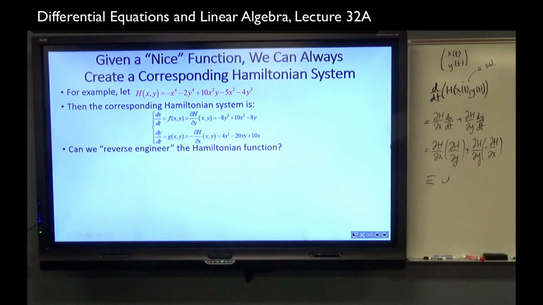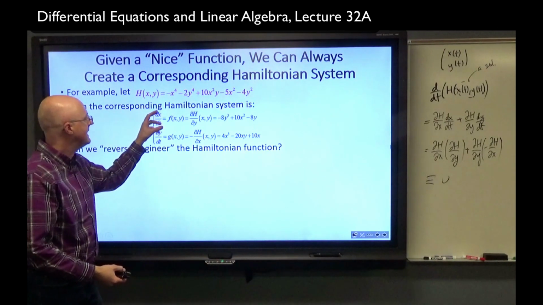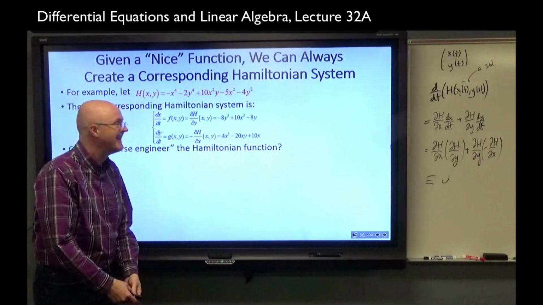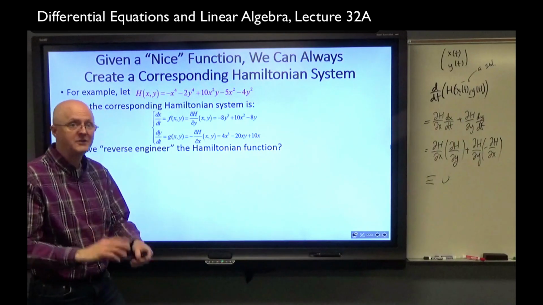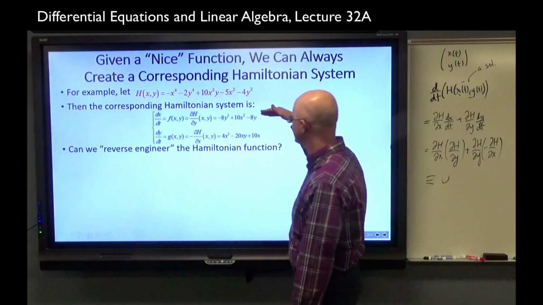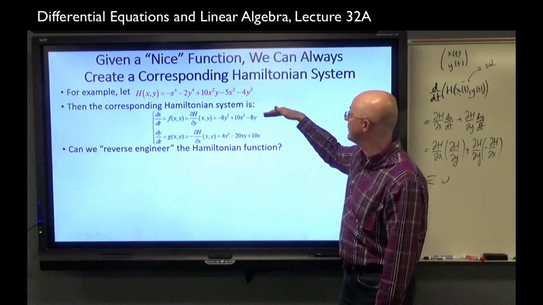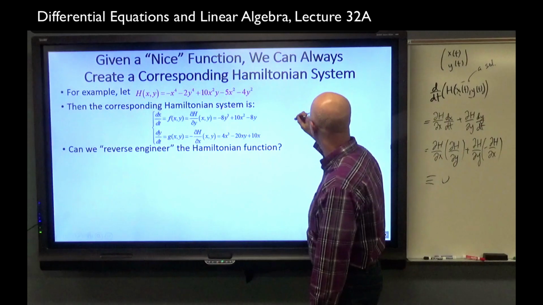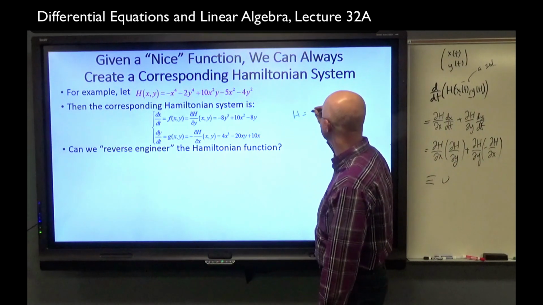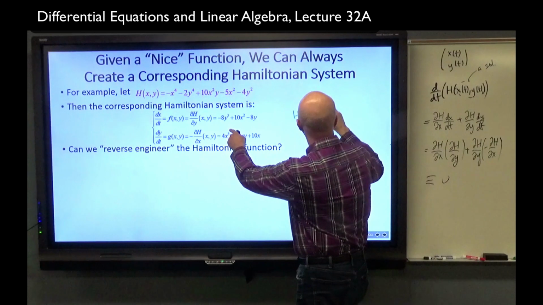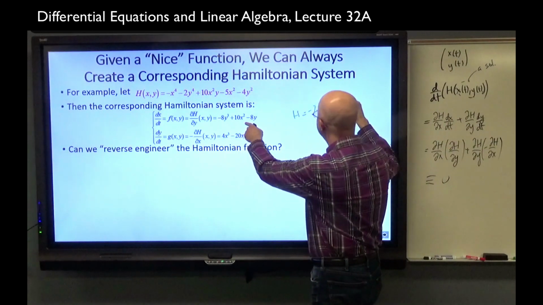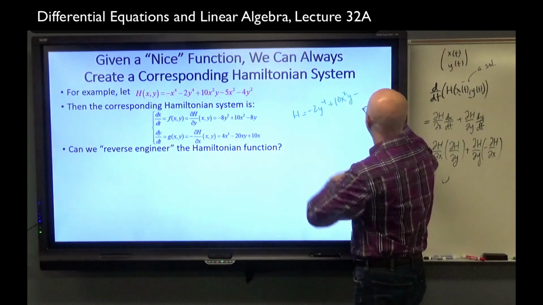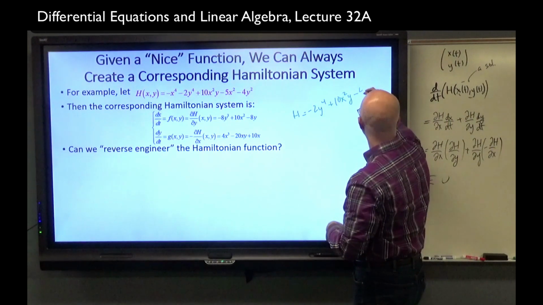Can we reverse engineer the Hamiltonian function? If we started with this, can we figure out h? I will just say yes, I won't do it. And I will say you'd have to do integration, though it would be trickier. You could once again, for example, integrate this first right-hand side with respect to y. I guess I'll go ahead and start it. Integrate with respect to y, you're going to get negative 2y to the fourth, plus treating 10x squared as a constant, 10x squared y, minus integrate negative 8y, you'll get minus 4y squared.